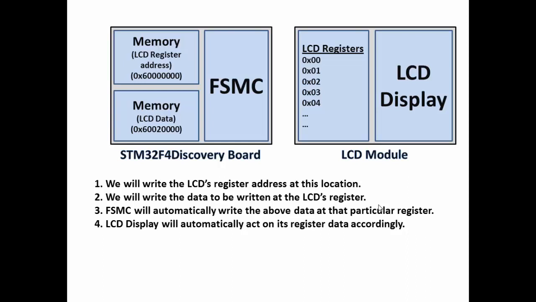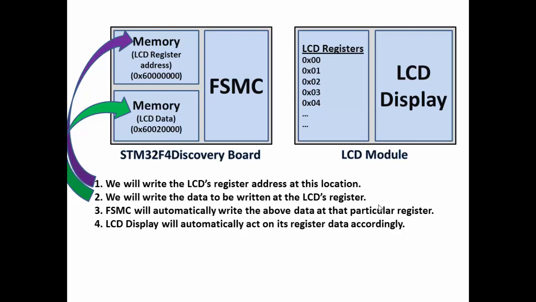So the first thing that will happen is, we will write the LCD's register address at this location. With this line what I mean is, let's say we want to write 9F5D on register 01 of the LCD. So at the 60 million memory location of the microcontroller, we will write the register address which is 01. The next step is, we will write the data to be written at the LCD's register. With this line what I mean is, we will write the data that we want to write on the register whose address we have given above. So if we want to write 9F5D on register 01 of the LCD, then at the 60,020,000 location of the microcontroller, we will write the data which is 9F5D.